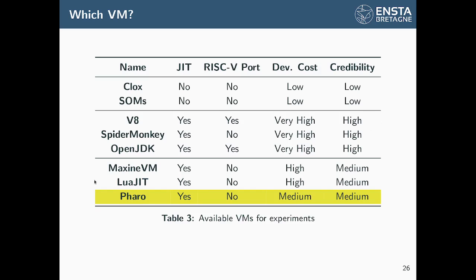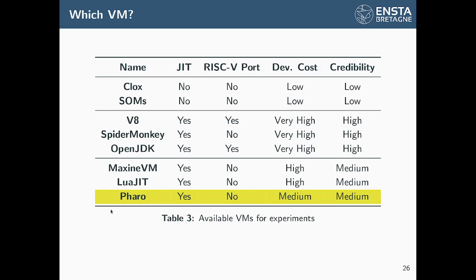And then we have some research VMs. Maxine is a Java VM. LuaJIT is a Lua VM that has a JIT. But both of them do not have a RISC-V port, or at least it is in development. So the development cost would be high, and I stated that the credibility would be medium because they are less used than the three on top, but still more credible than toy examples.